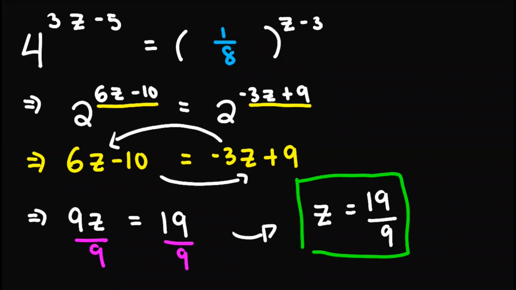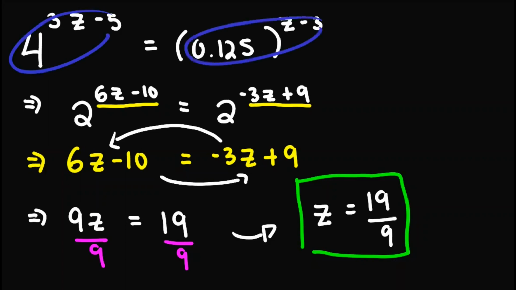You can verify that by applying this value of z to our original equation. To make it harder, let's write this as 0.125. Maybe you can use a calculator this time and apply this value of z to our original equation, and you'll see that applying it on the left is equal to applying it on the right. So that is the answer for this equation.